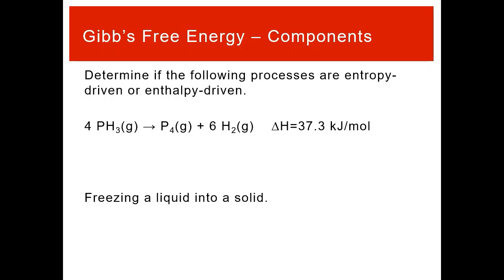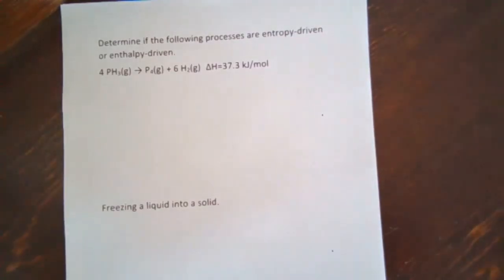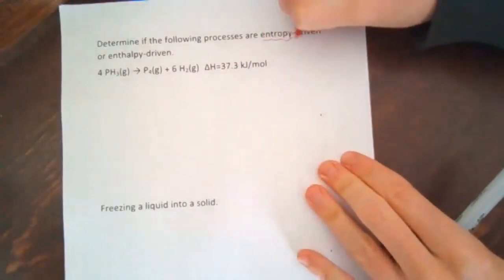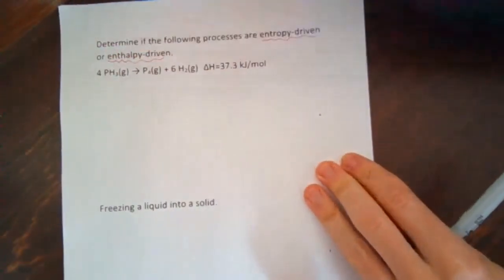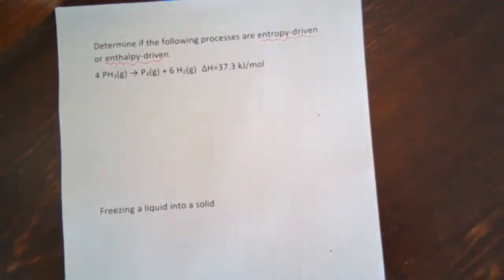All right, so let's get some practice at identifying whether or not a process is entropy driven or enthalpy driven. I have two reactions here. 4 PH3 gas becomes P4 gas and 6 H2 gas, and the delta H is 373 kilojoules per mole. And the second process is freezing a liquid into a solid. So let's take a look at these. I want to know if each of these is either entropy driven or enthalpy driven. And if we want to know that, really what we're looking for are the signs for delta H and delta S.